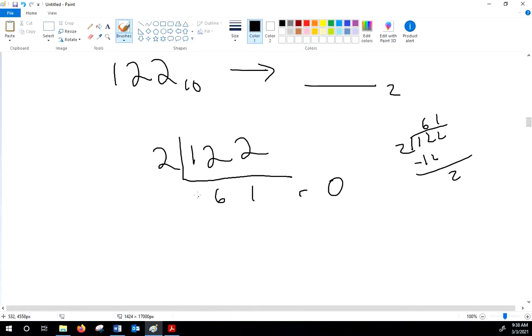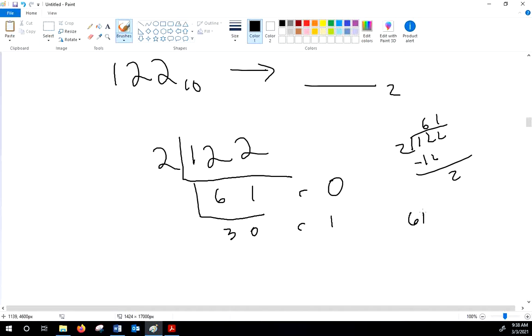Now we're going to divide this number by 2. We're going to keep doing this until we get 0 as a result. 61 divided by 2 is 30, but there's a remainder, isn't there? What's the remainder? No, 1 half is the fraction. The remainder is just 1.